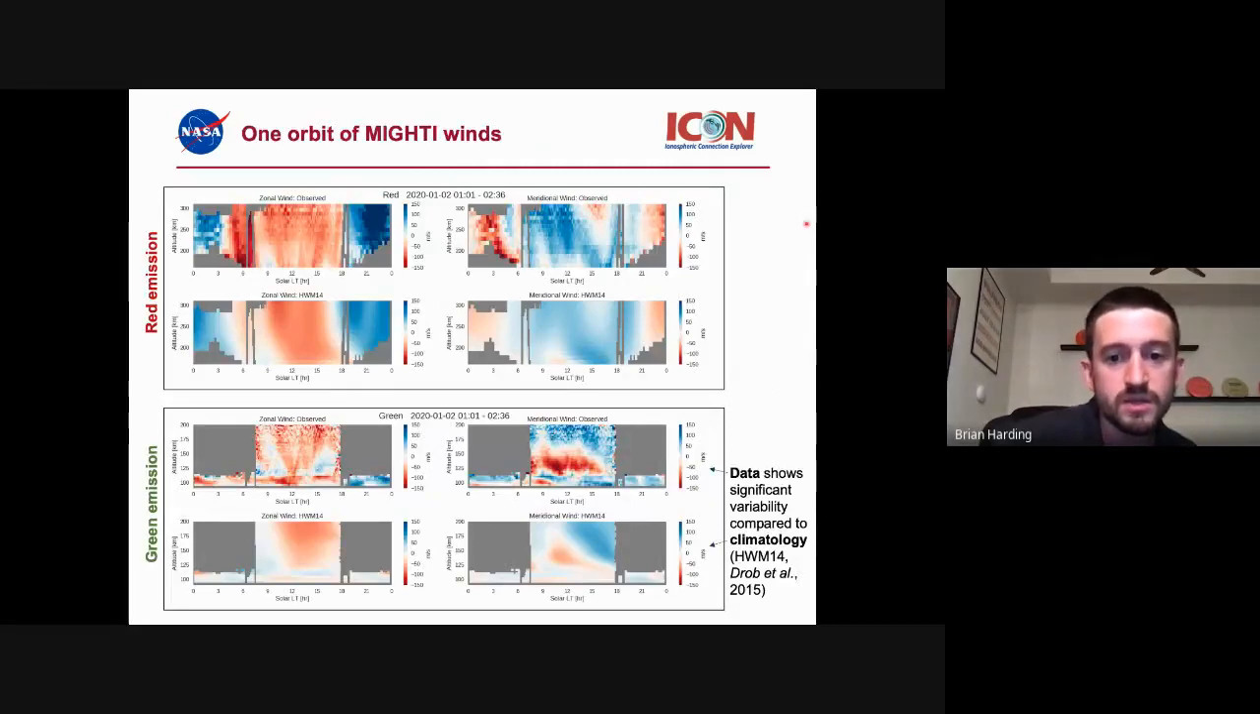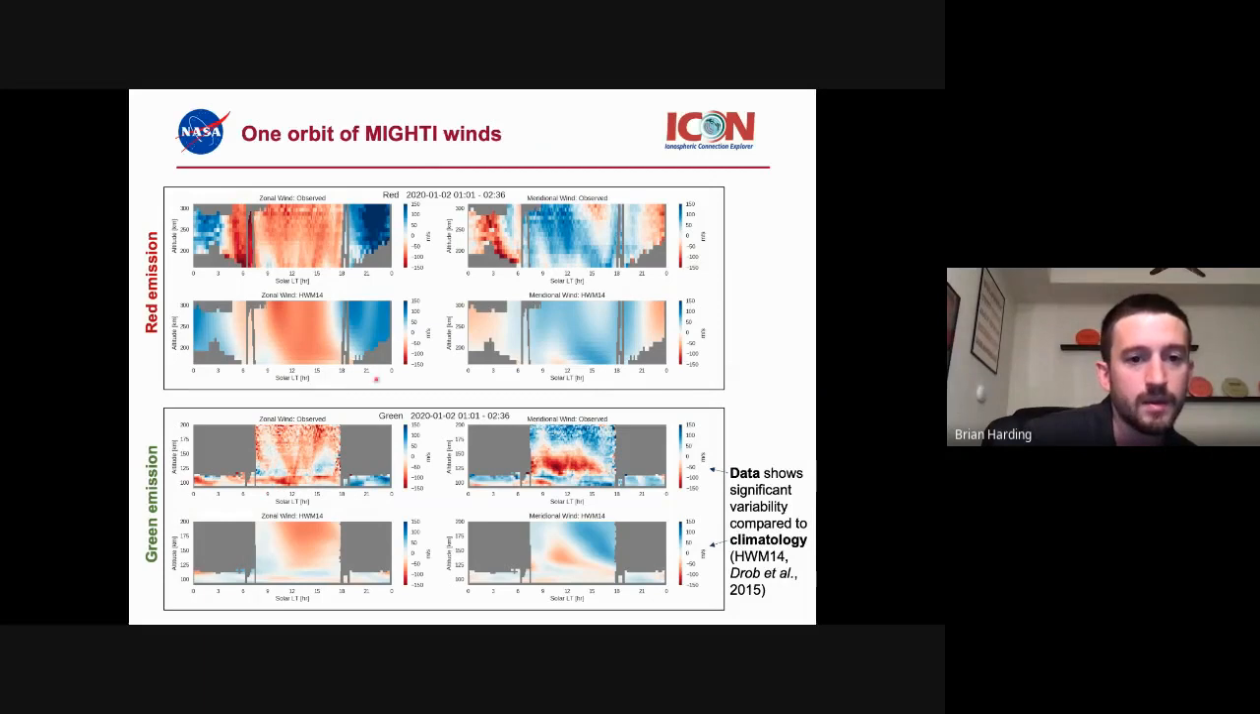Okay, getting back to winds, this is a similar plot just showing one orbit of wind data. Here I'm showing day and night. This is a full orbit going from midnight across the dawn terminator into the day side, where of course we get more signal, so we have a larger range of altitudes that we observe, and then back into the night side. The top here is the red emission spanning from about 150 to 300 kilometers, and the bottom I'm showing the green emission from about 90 to around 200 kilometers.